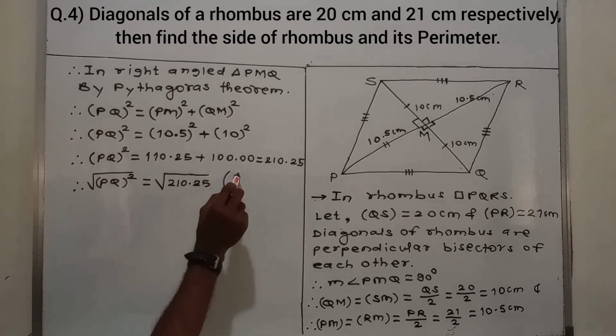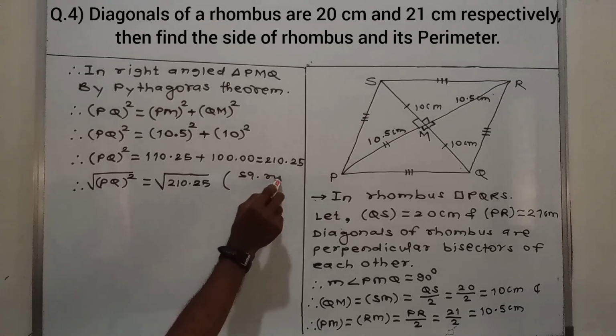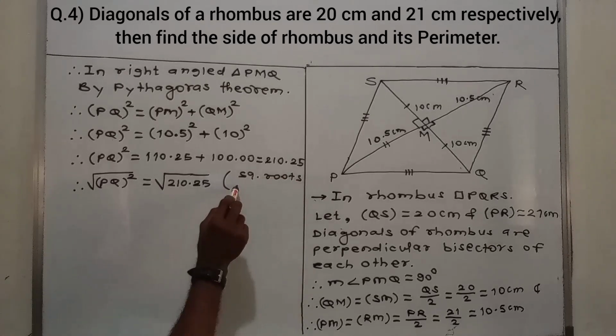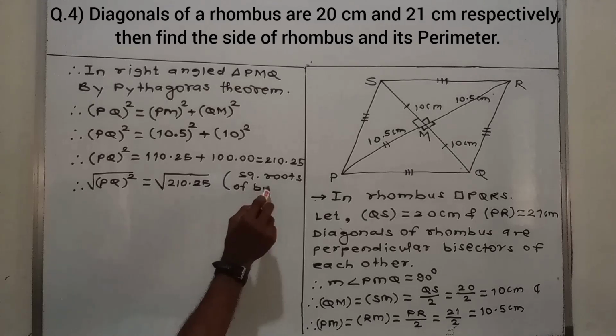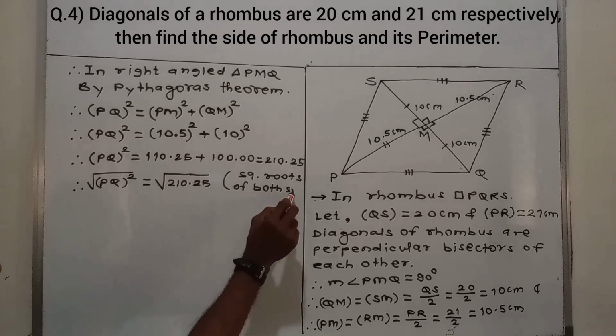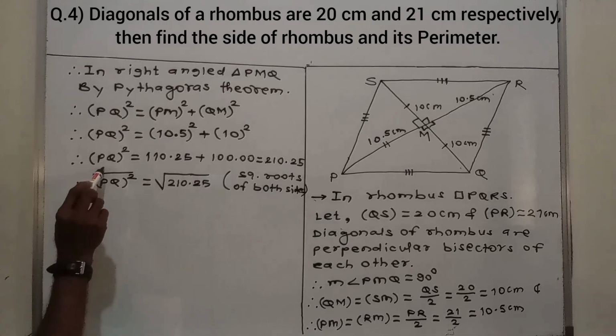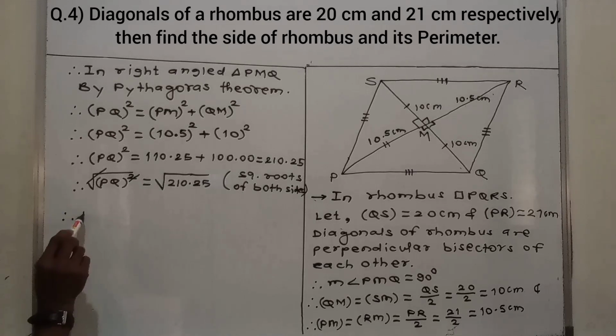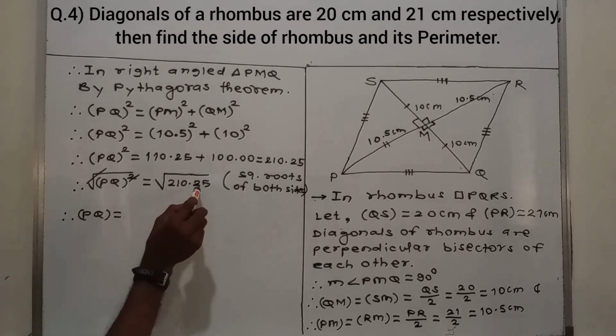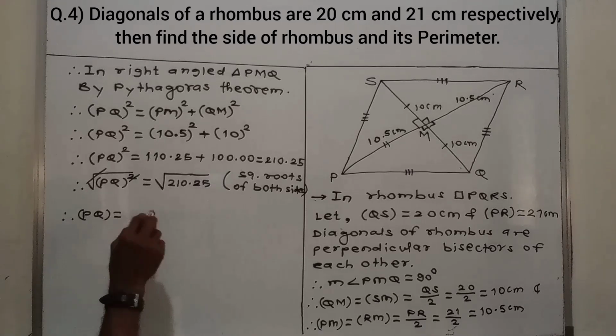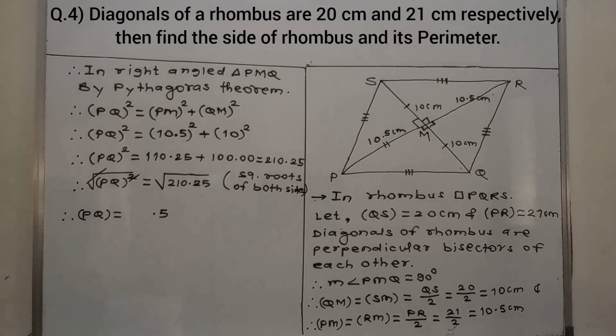210.25, square roots of both sides. Did you get it? Therefore, square root and square cancel. Therefore, PQ is equal to, this is 25. So we write here 5.